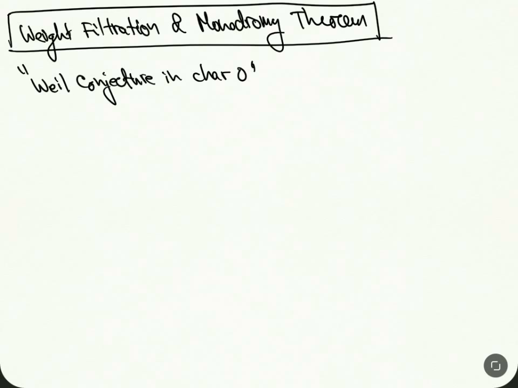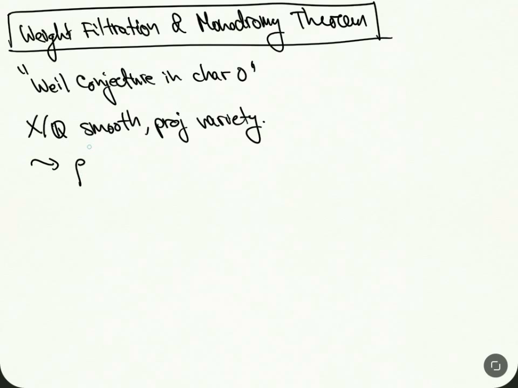So first, let's fix X over Q, a smooth projective variety. And what we can do is consider the representation, the p-adic representation associated to this variety. So we can take the absolute Galois group of Q, and we can map it to the automorphisms of H^i, and then what we do is we base change.